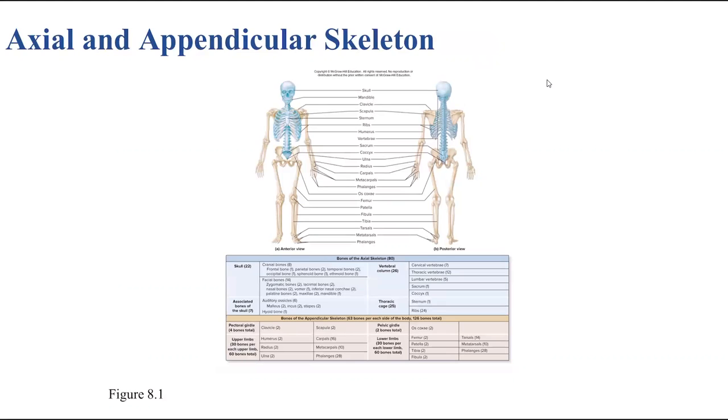Okay, so on this picture, you're going to see the axial skeleton is highlighted in blue, and then the appendicular skeleton is white or cream colored. It kind of lists on this picture, which is from your textbook, all the bones in general, so big picture stuff. So this is a good place to start.